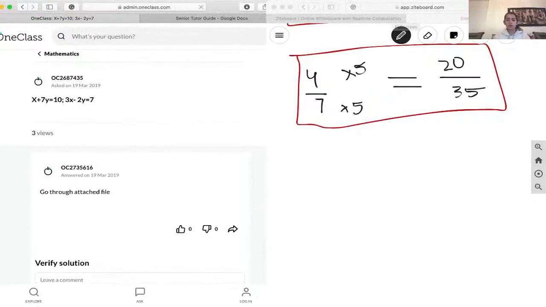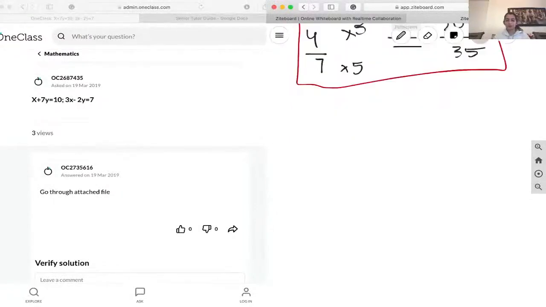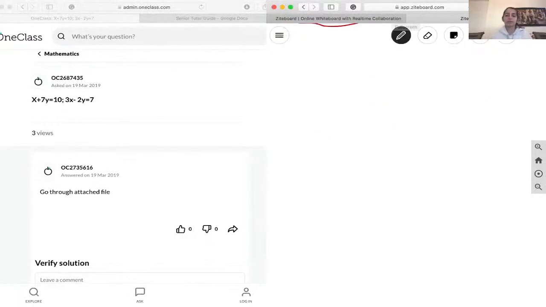So for this question, it is a simple algebraic kind of question. We're given, I believe this is question 7. We're given x plus 7y is equal to 10. We're going to name this our first equation. So I'm just going to write 1 beside it.